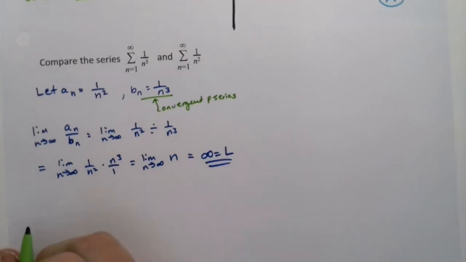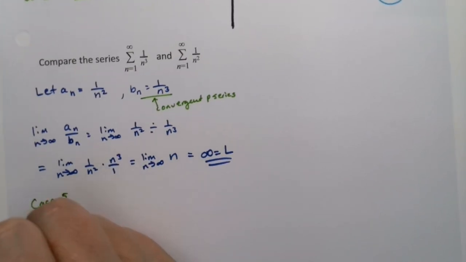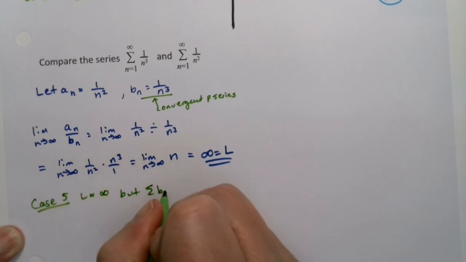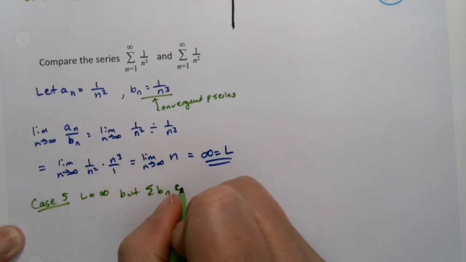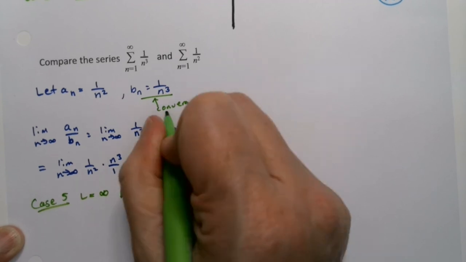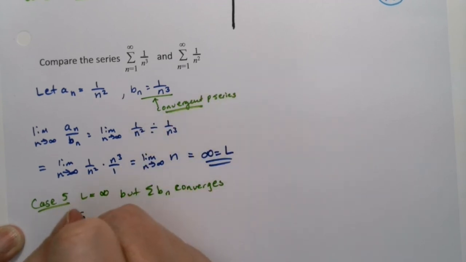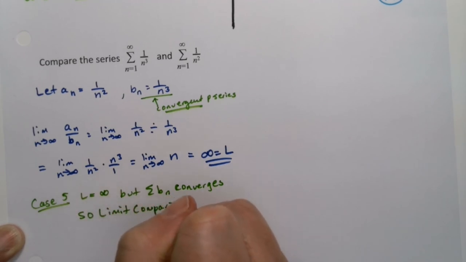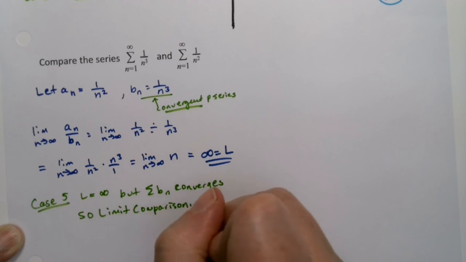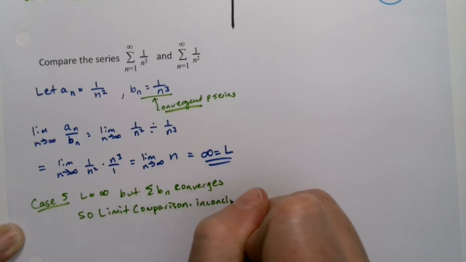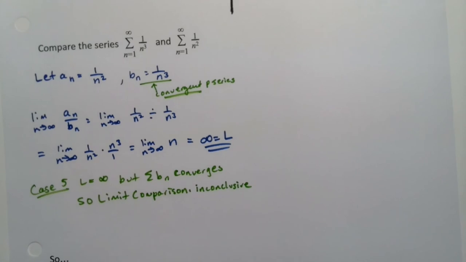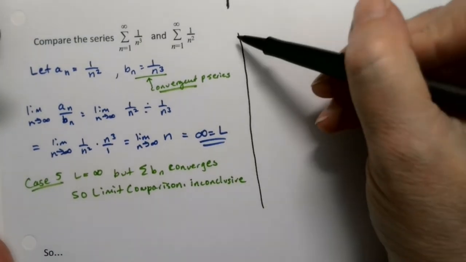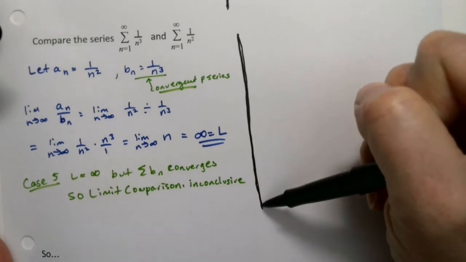All right, so this is case 5. L was equal to infinity, but b sub n was converging. It's a convergent p-series. So the limit comparison is inconclusive. You'd have to go do something else. Although in this particular problem, we know what these are. That's not the point. I'm just showing how those other cases in the theorem work. So that's not what I'm trying to do.